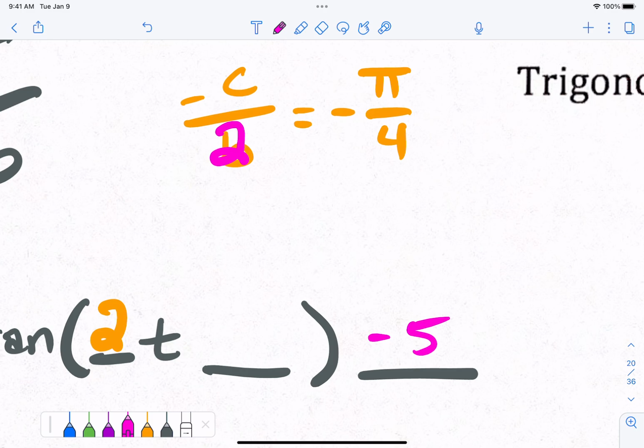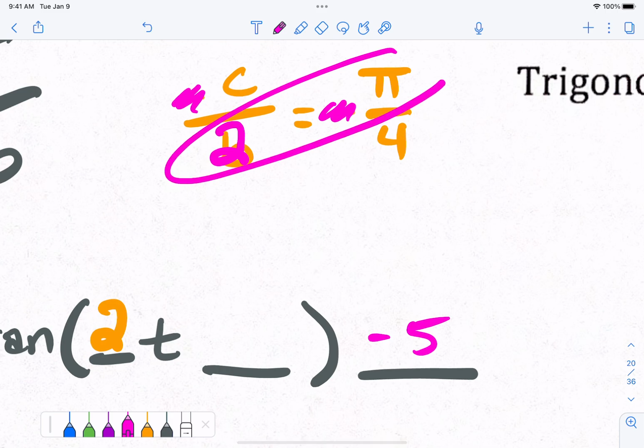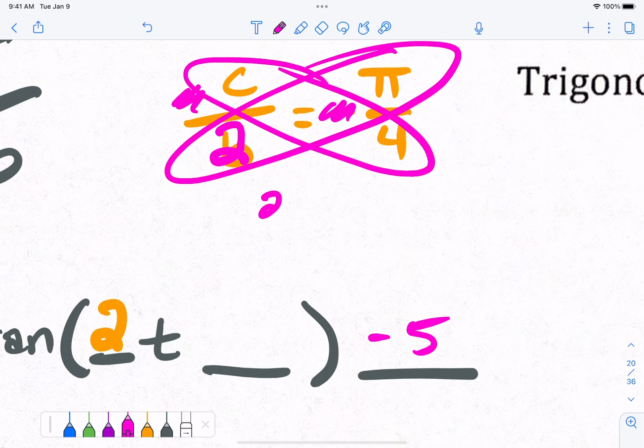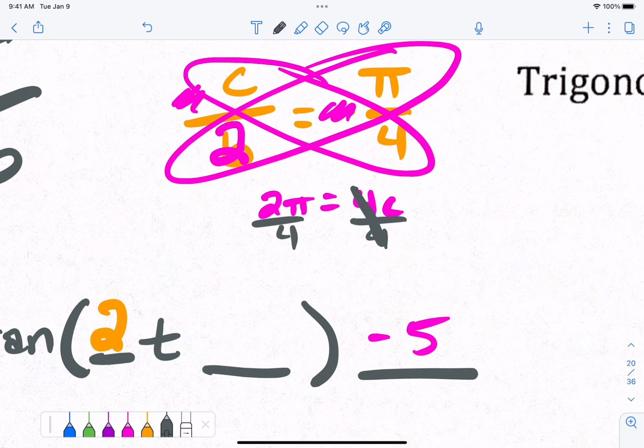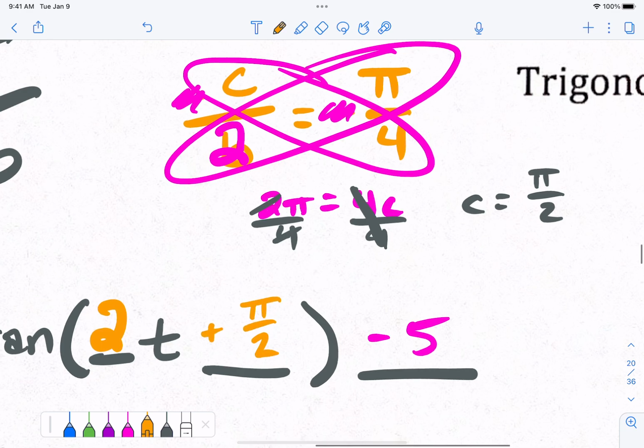What would you like to do? Cross multiply? Okay. Now, I'm going to do one thing real quick. A negative on this side and a negative on this side. Everything's positive, so I'm just going to cancel those and pretend that those negatives aren't there. That just makes life easier, okay? Now cross multiply. So 2 pi is one side, and 4 times c is the other side. Then let's divide by 4. What's 2 pi divided by 4? Pi over 2, right? If I reduce, c will be equal to pi over 2. So that goes in this spot right here, pi over 2. But what goes in front of it? Plus pi over 2, okay?